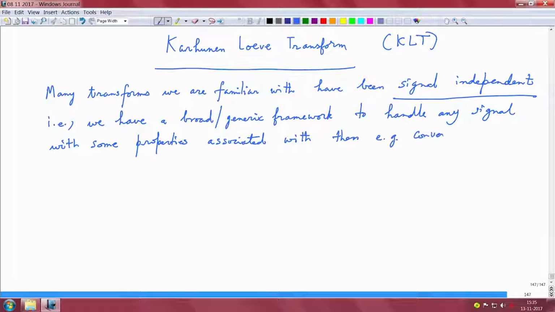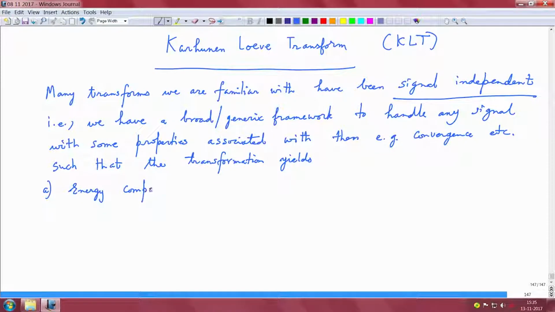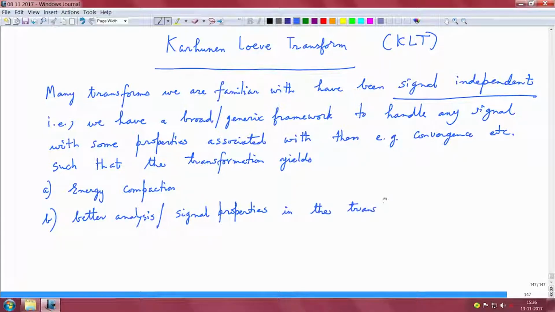Example, convergence, etc., such that the transformation yields A, energy compaction, B, perhaps better analysis, or I would say signal properties in the transformed domain.